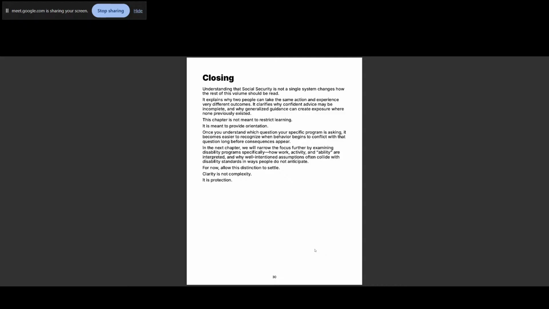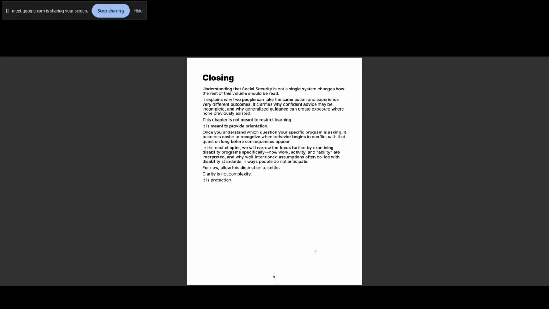Closing. Understanding that Social Security is not a single system changes how the rest of this volume should be read. It explains why two people can take the same action and experience very different outcomes. It clarifies why confident advice may be incomplete, and why generalized guidance can create exposure where none previously existed.